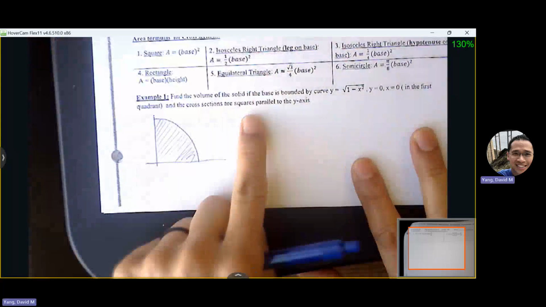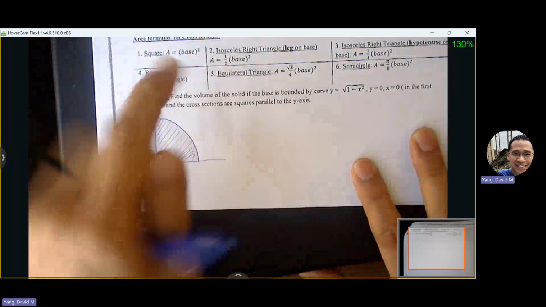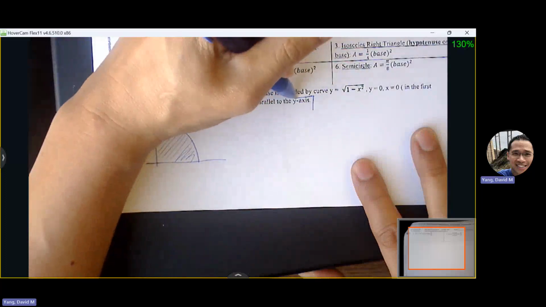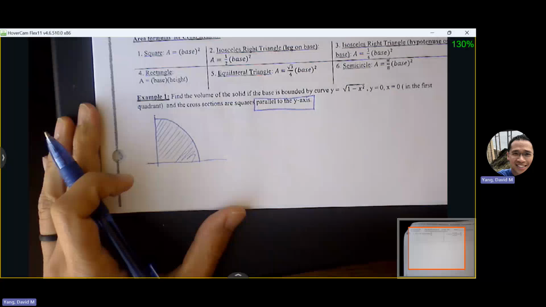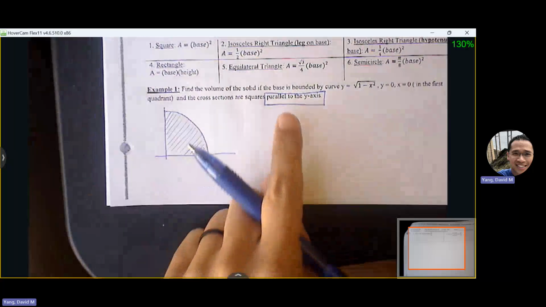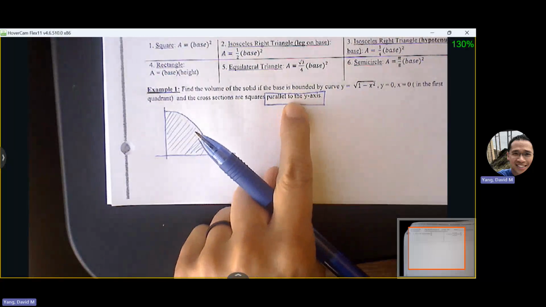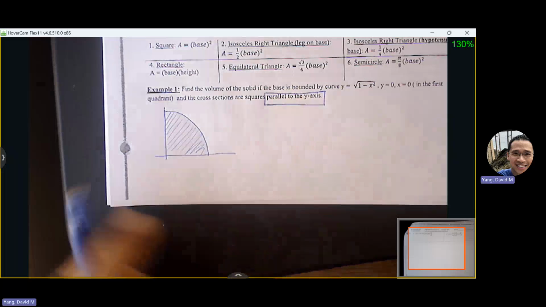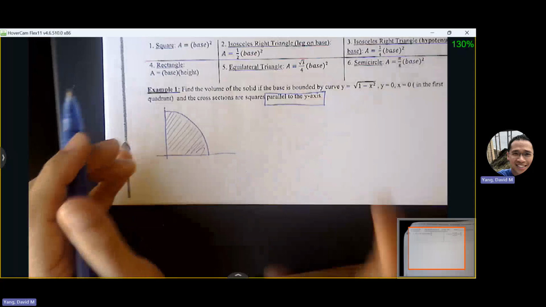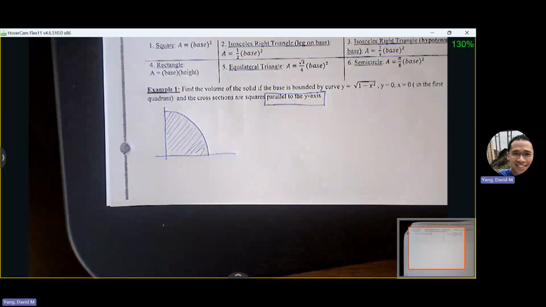Now, the cross sections are squares. So we're going to use the square formula. But the first thing we want to do is make sure that we understand which direction we're building our squares. And we want to build it parallel to the y-axis. So which direction is that? Is that vertical or is that horizontal? Vertical. Okay.